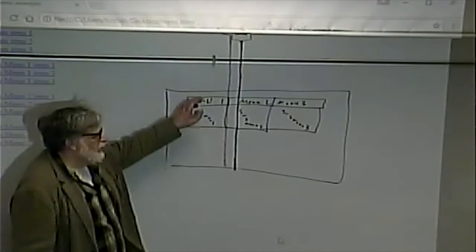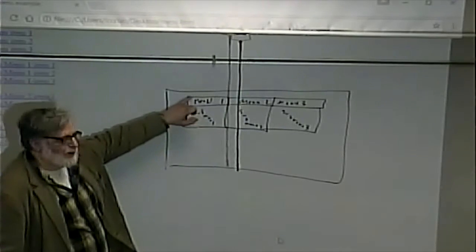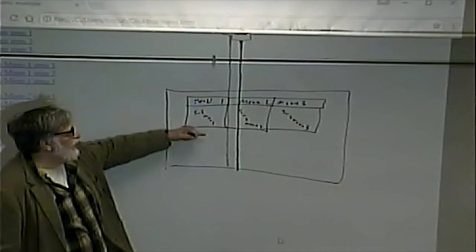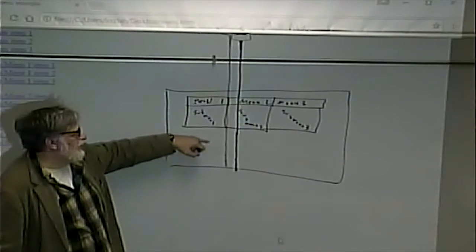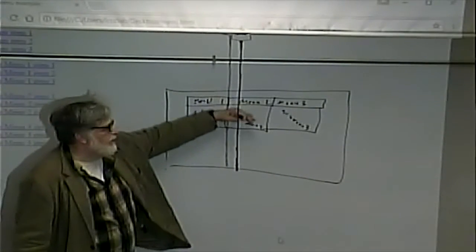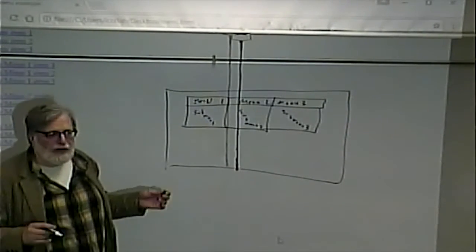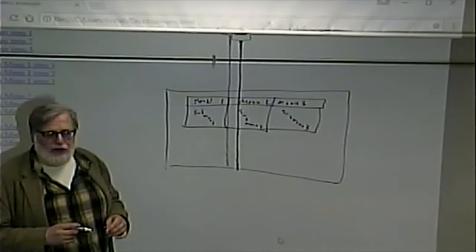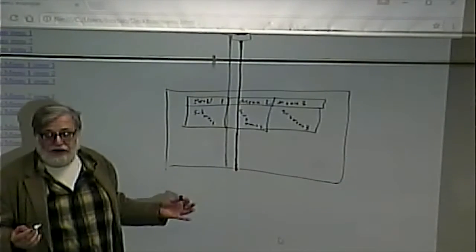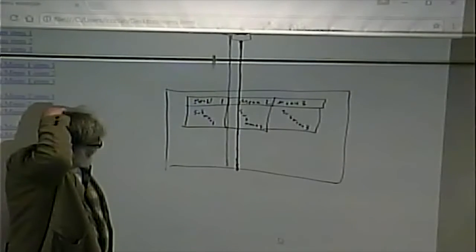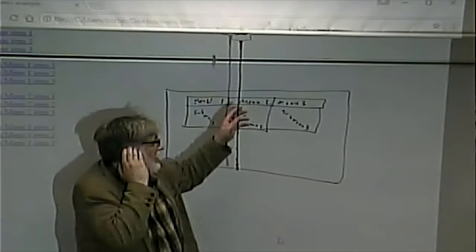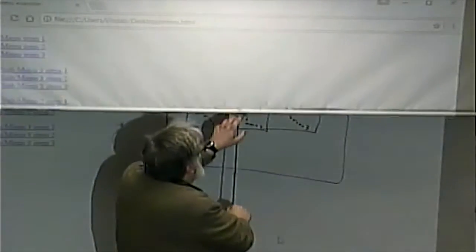When the user puts their mouse over this menu, this will appear. When they remove their mouse from it, that will disappear. When the user puts their mouse over this, this will appear. So at most, one of those submenus will be showing at a time, and sometimes none of the submenus will be showing. That's how we want it to look, and we can do that with CSS.